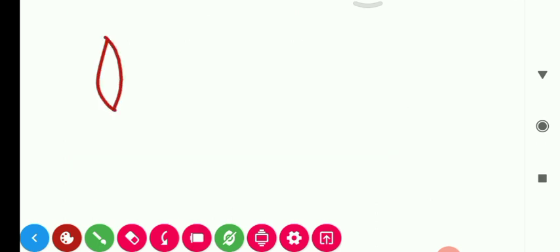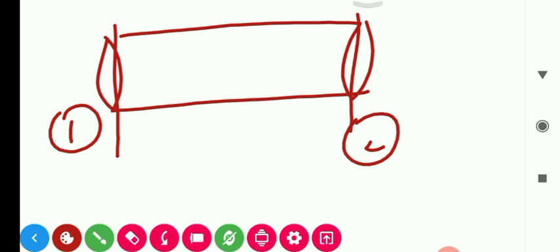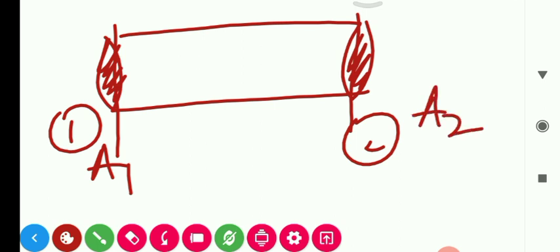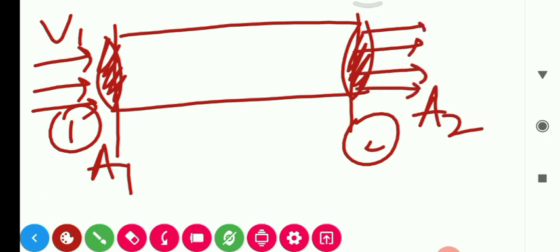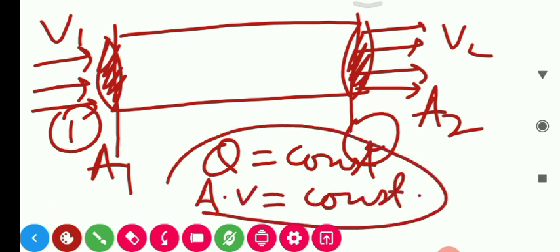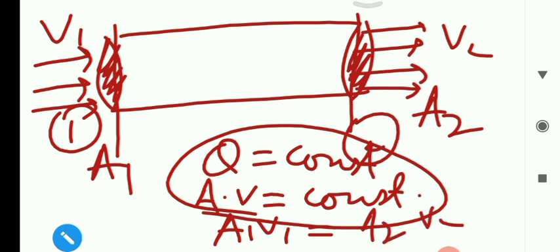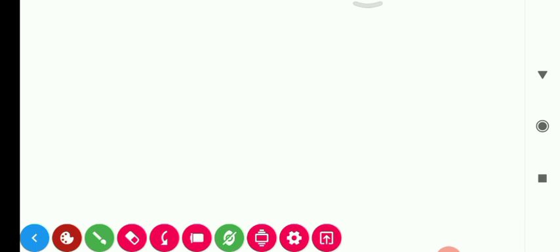Suppose we had a channel section where this was cross section 1 and this was cross section 2. The area of this cross section was considered to be A1 and the area of this cross section is considered to be A2. If the fluid enters with a velocity V1 and leaves the pipe with a velocity V2, then according to the continuity equation the discharge is constant, so A into V should be constant. So from this we get A1 into V1 equal to A2 into V2. Okay, so this is not a new thing, you have already learned in fluid mechanics.